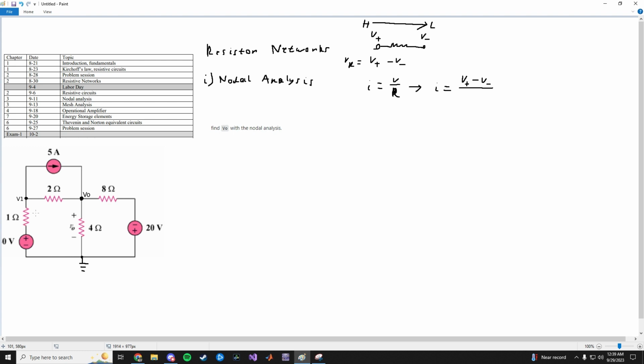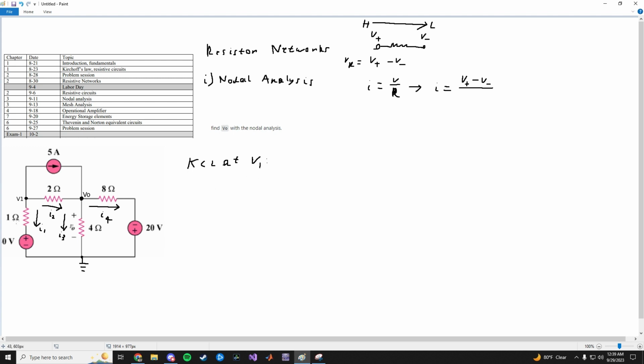So I'll call this I1. This will be I2. This will be I3. And this will be I4. Alright, so now we write the KCL. Now there's two nodes, so I have to write two KCLs. I'll do the KCL first at V1.